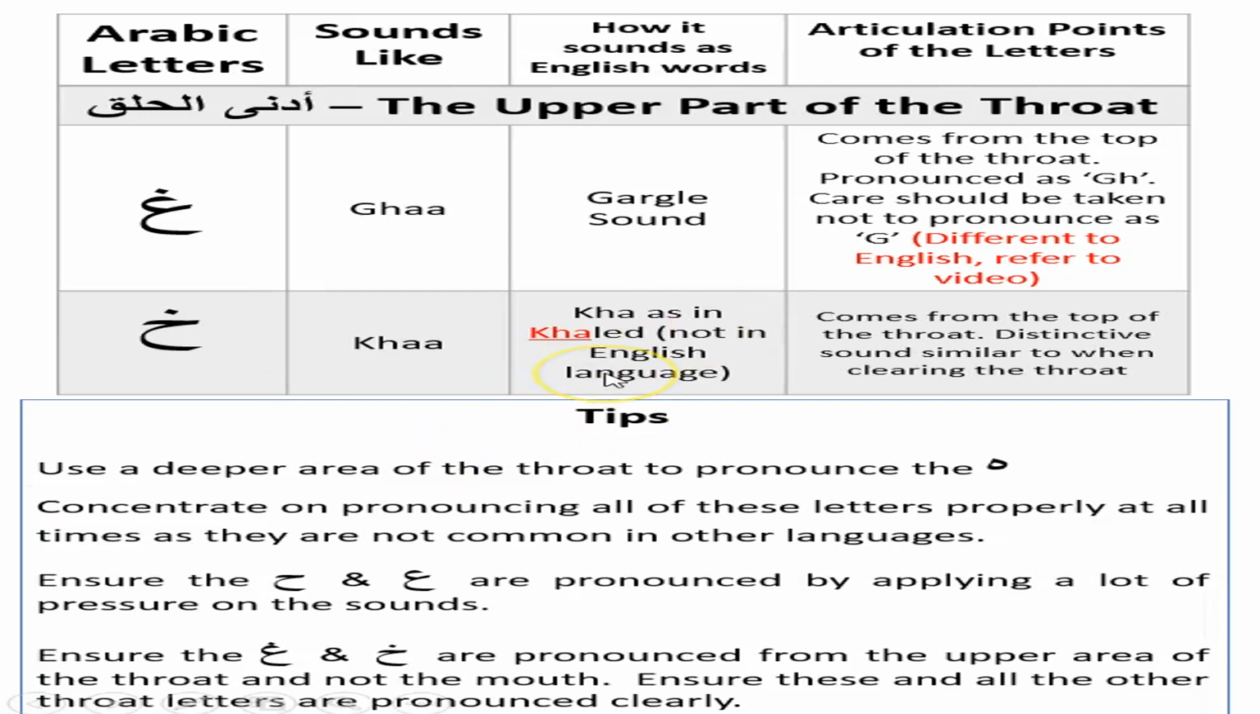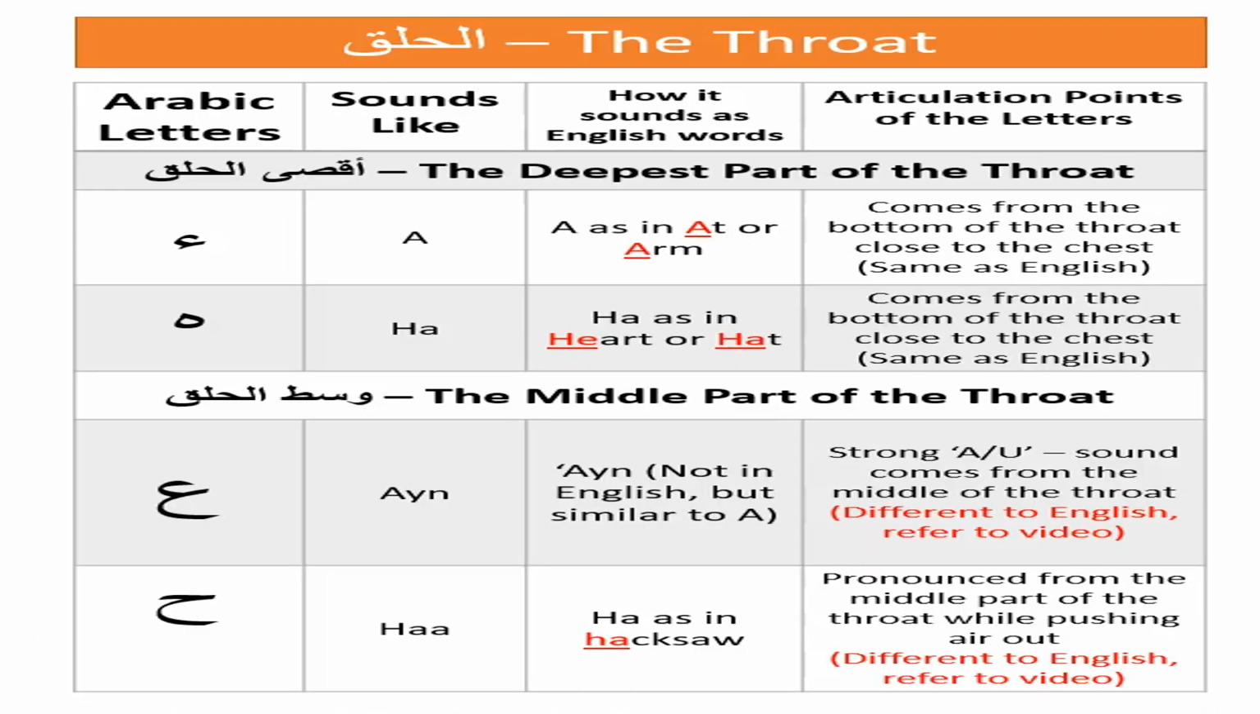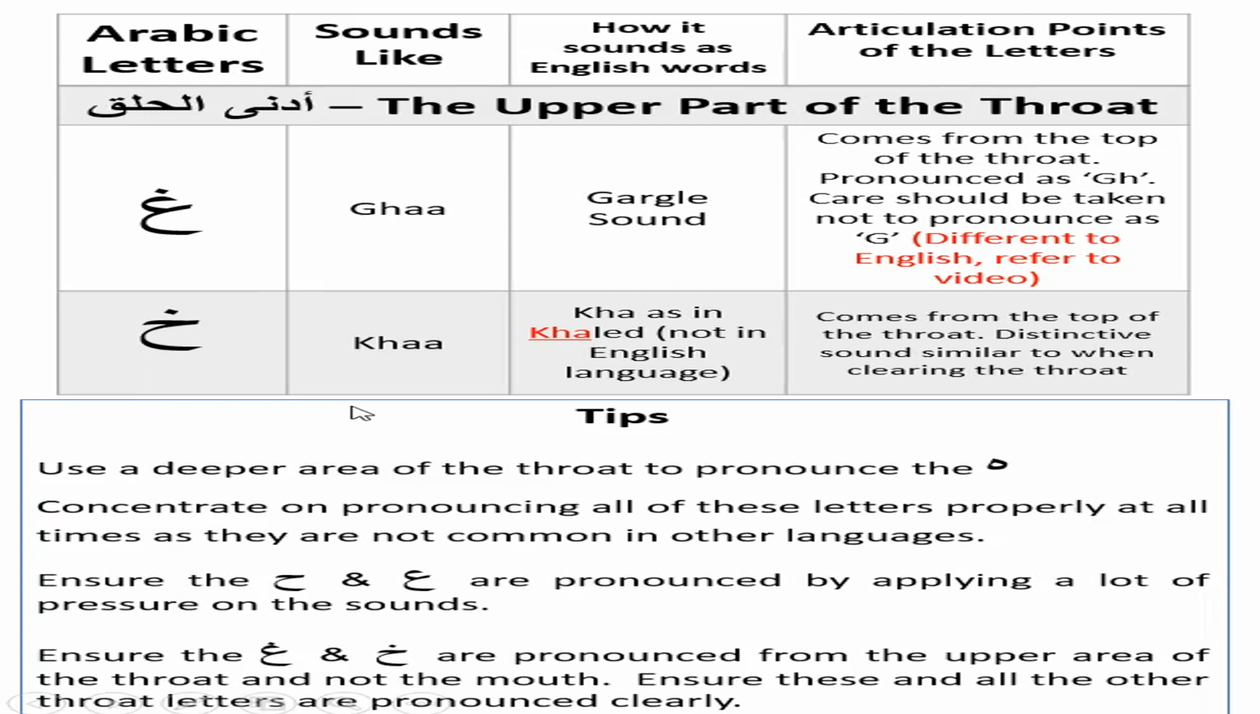So some tips when we are pronouncing these three types of letters, these three areas of letters. The first one, of course, being the aqsa al-halq, at the top over here. The middle being wast al-halq, and the last being adna al-halq. So aqsa al-halq being the bottom part, wast al-halq being the middle, and adna al-halq being the uppermost part, to the right at the top.